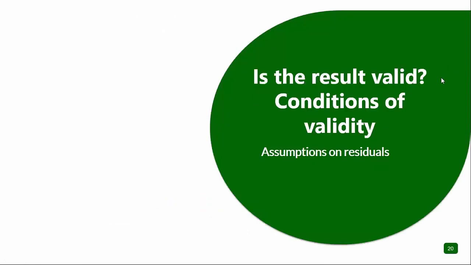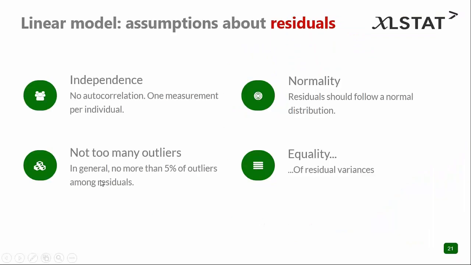Is this result really valid? Remember, there are conditions of validity in statistical modeling. So validity on assumptions on the residuals. There are basically four main assumptions. First, the independence, so no autocorrelation and one measurement per individual. The normality of residuals, so residuals should follow a normal distribution. Not too many outliers, in general no more than 5% of outliers among residuals, and equality of residual variances. So I propose to take each of these assumptions and verify them individually.